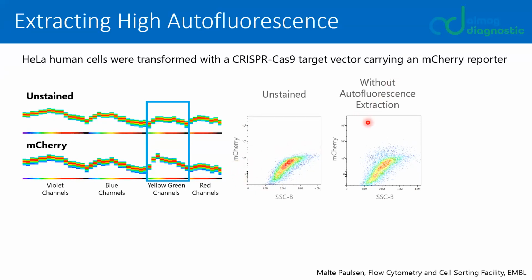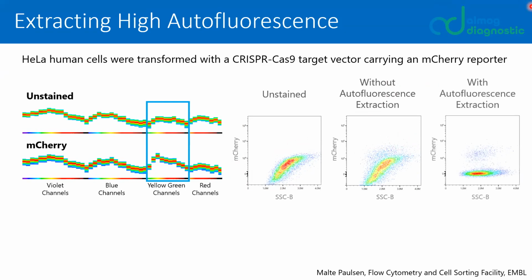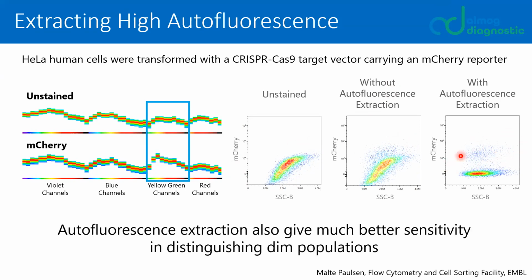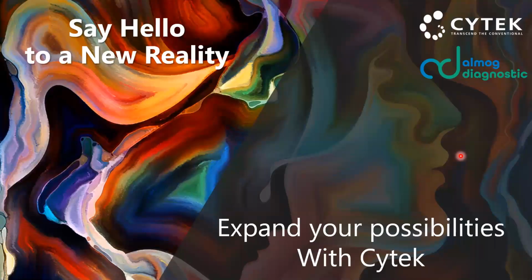So without autofluorescence extraction, we cannot gate on our mCherry positive signal very well because it cannot be distinguished from the negative signal. But after autofluorescence extraction, look how nicely the positive events come up, and now we can gate on our positive population. So I think this example demonstrates very nicely that this technology is highly sensitive for dim populations.